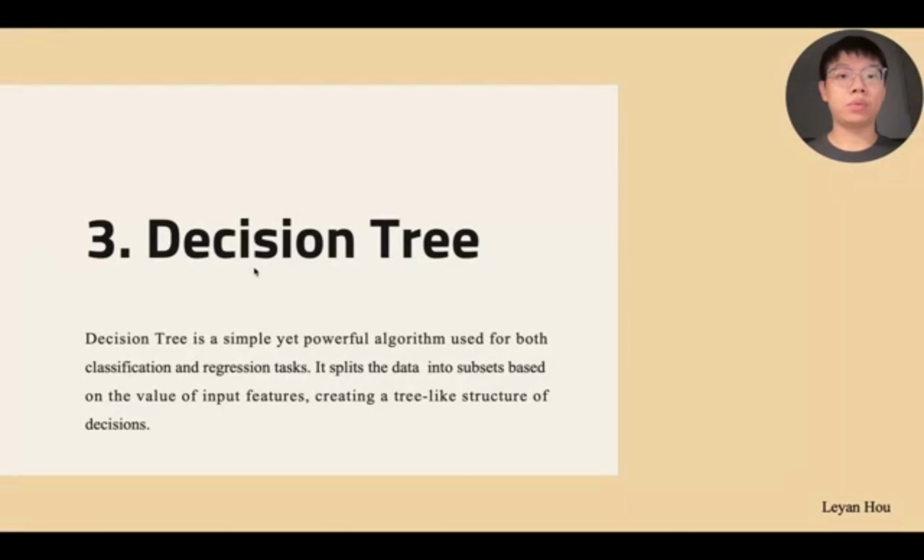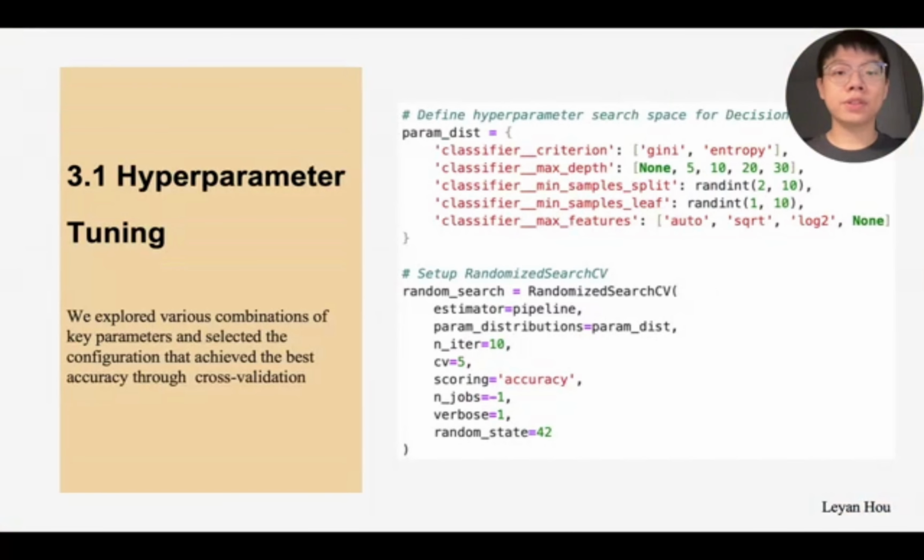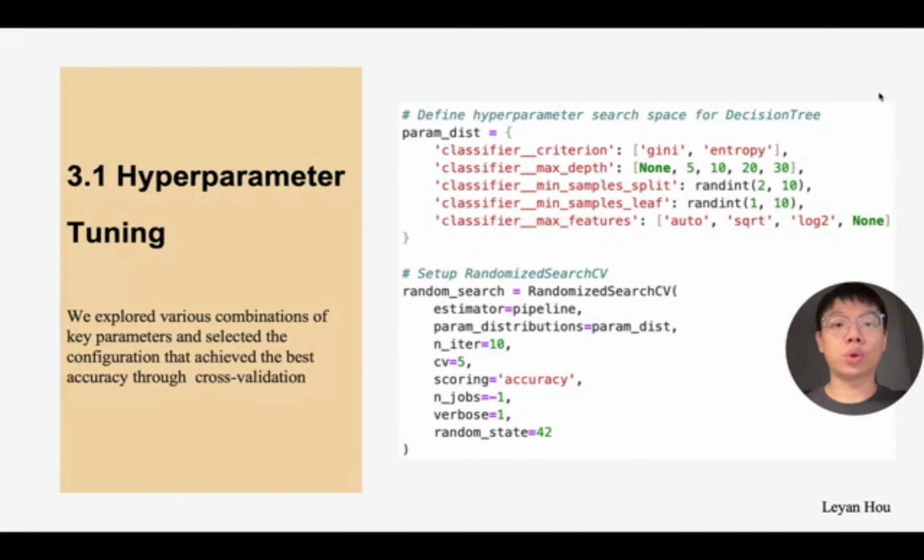The second method we employed is the decision tree model. A decision tree is a simple and easy to understand model that works well for classification tasks. In this project, I improved the basic decision tree step by step to get better results. The first step was hyperparameter tuning. I used randomized search to try different combinations of settings like tree depth and splitting rules. This helped the model find the best setup automatically and improved its accuracy, while also reducing the risk of overfitting.